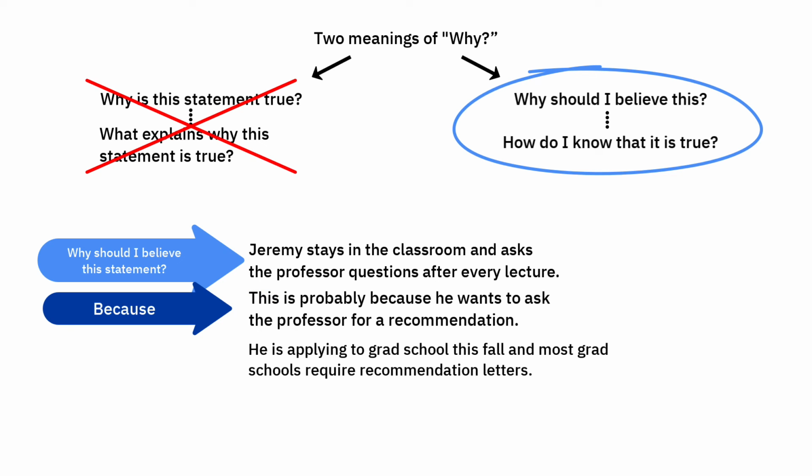So the second statement is already based on the first statement being true. How could the claim that he stays after class because he wants to ask the professor for a recommendation be offered to prove the fact that he stays after class in the first place? That doesn't make sense, and that's one way that you can tell that the first statement here is not a conclusion being supported by the second statement.